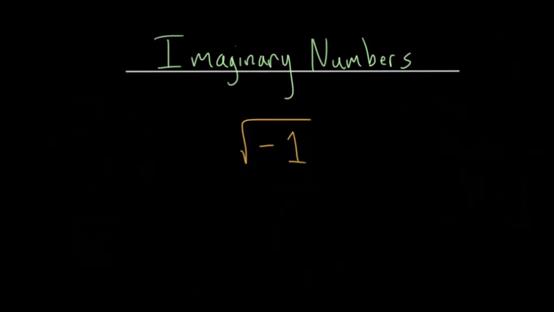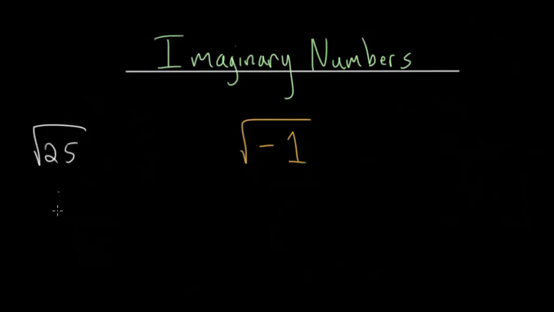For this video, I'd like to discuss the concept of imaginary numbers. These numbers arose out of the idea of taking a square root of -1. Before we try and deal with this square root of -1, let's first think about what it means to take a square root of just a normal number.